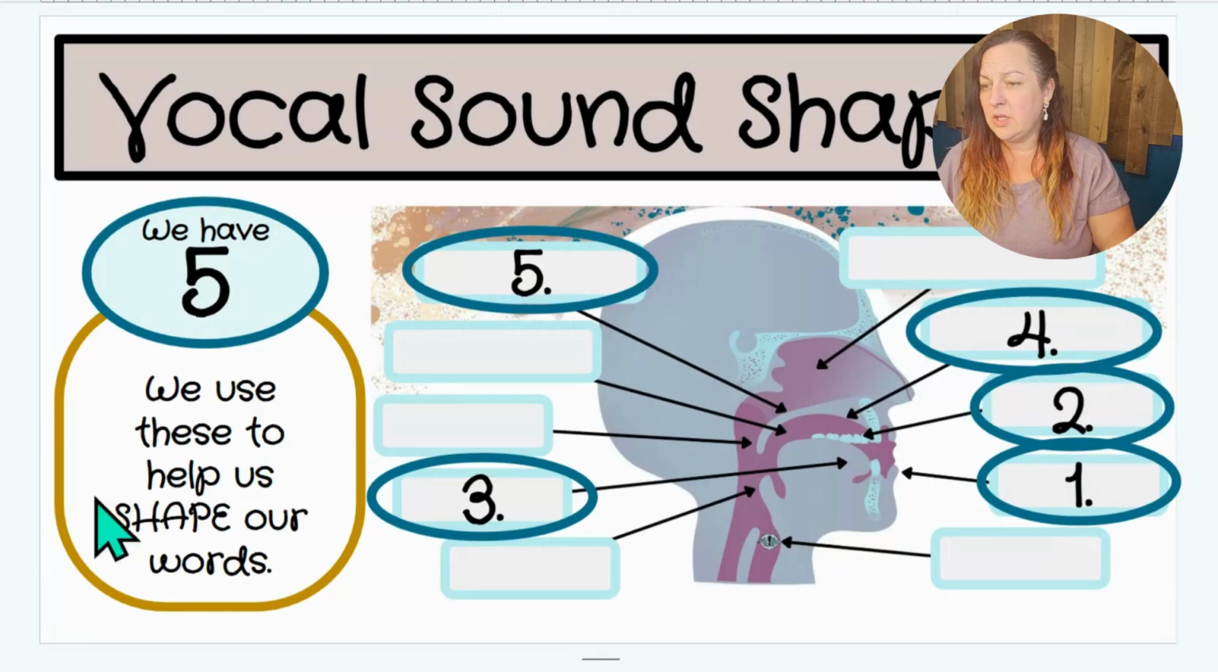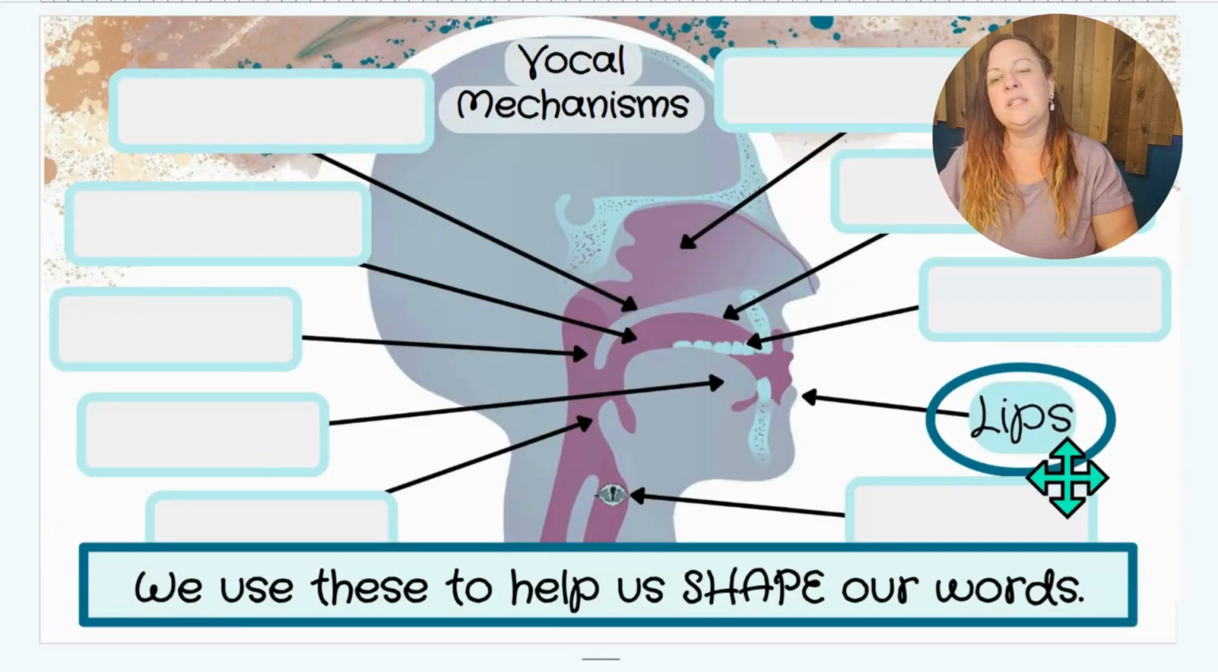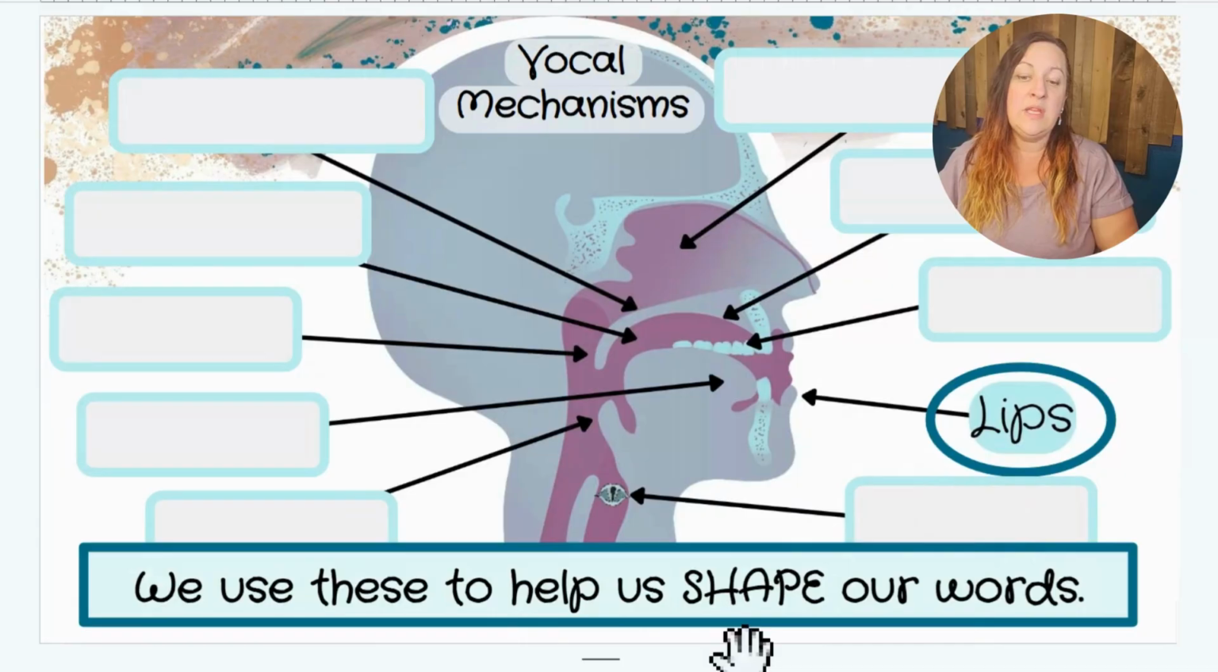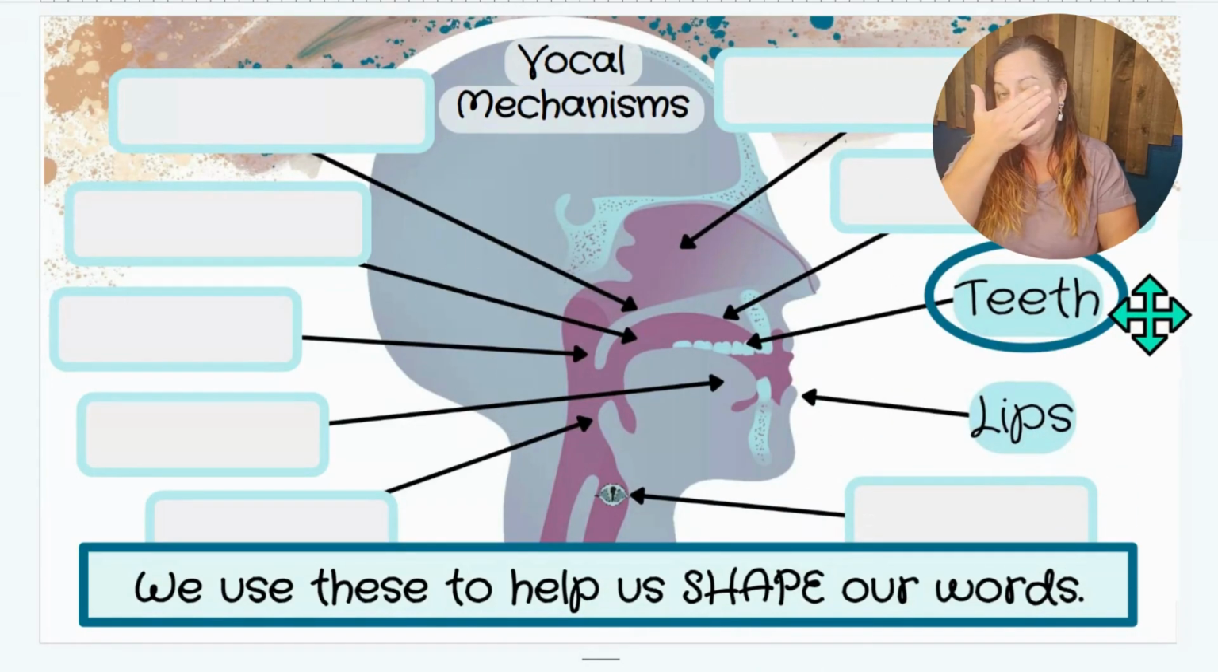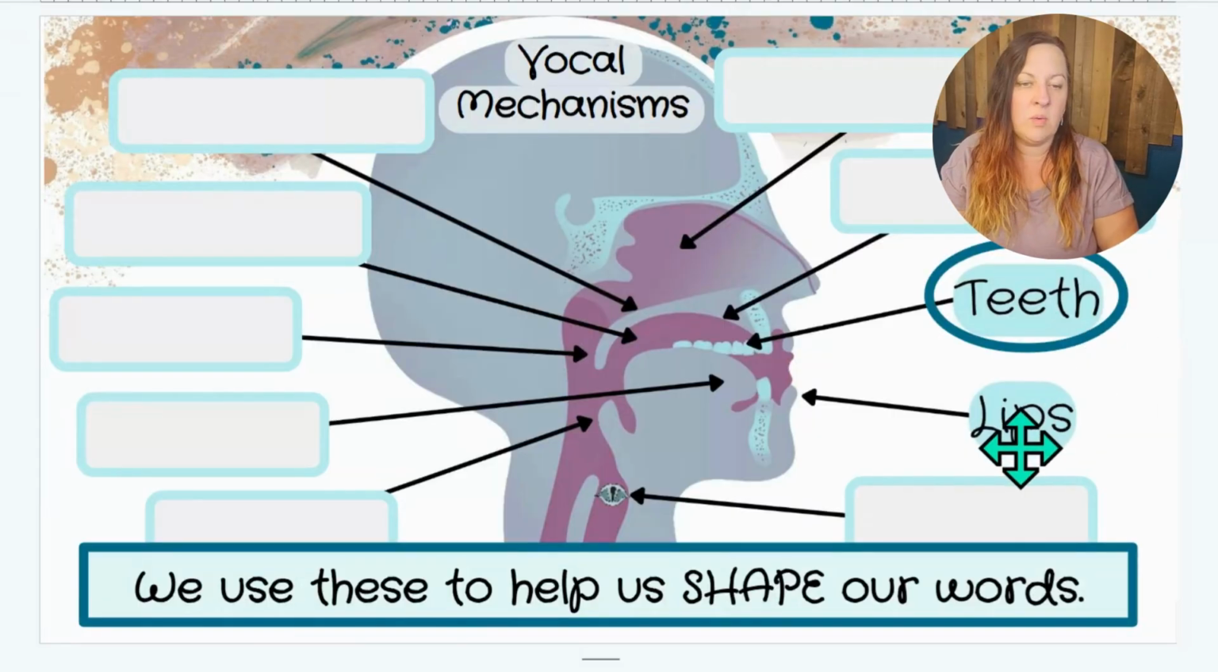So getting into it, we have the first one, which is the lips. How we use these to shape our words. Next, teeth. We use these to shape our words. Also, all of this is shaping our words. So how do we shape the words with our teeth? How do we shape the words with our lips?